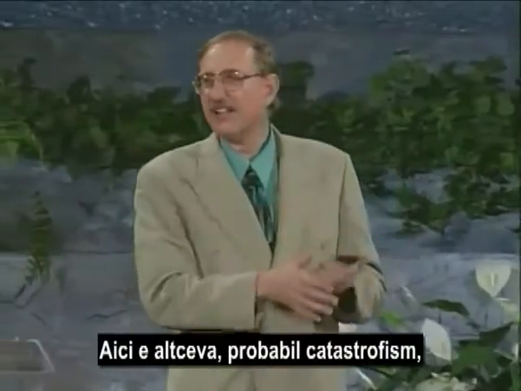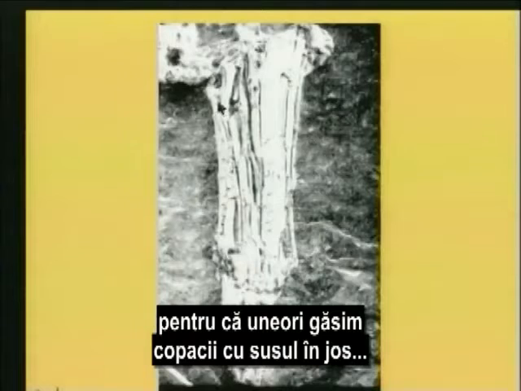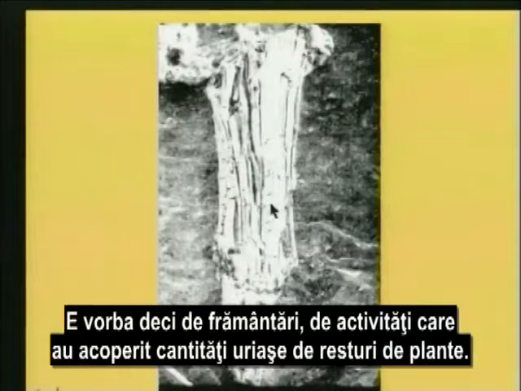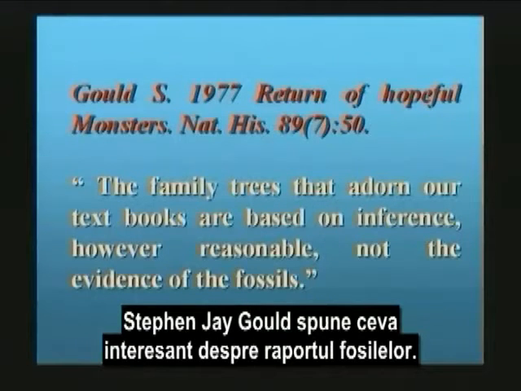So this is something else. This is probably catastrophism, because we have trees sometimes the wrong way around. This one is upside down. So this is churning and activity and covering up of huge quantities of plant debris. Stephen Jay Gould says something interesting about the fossil record as well.